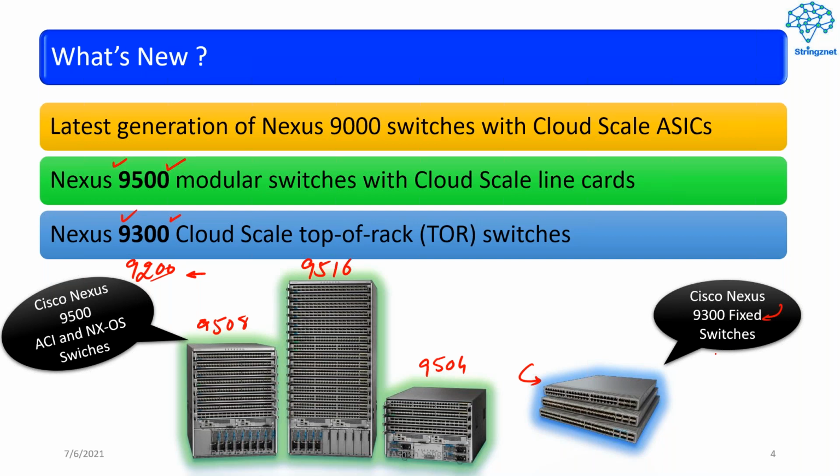Yeah, sorry to interrupt you. There is one question actually. Yeah, please. Okay, so you said that 9504, 9508 and 9516, they all are the ones which are used for ACI only, right? No, predominantly for ACI. Some of their models can be used for NX OS also. But whenever we buy these chassis, we buy them for ACI purpose.